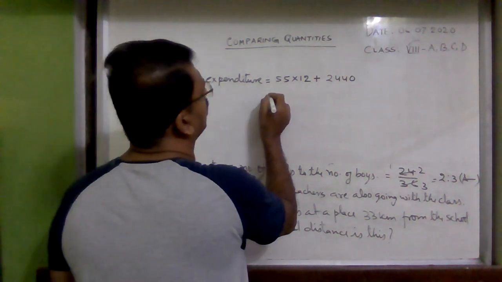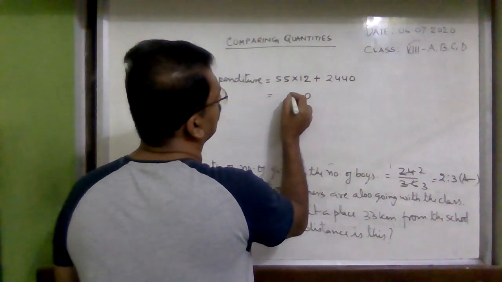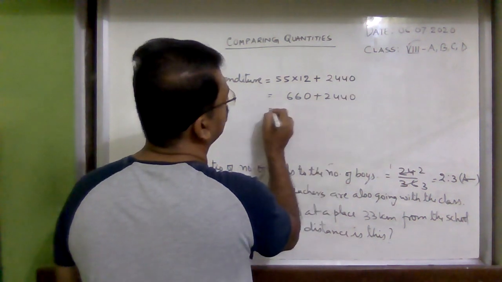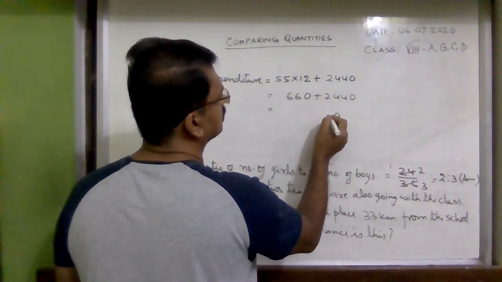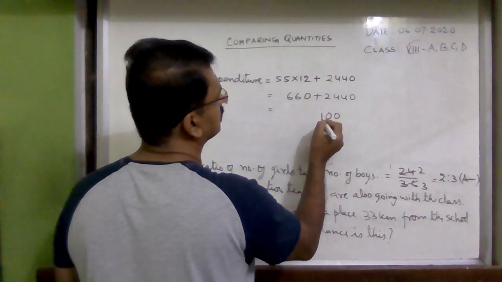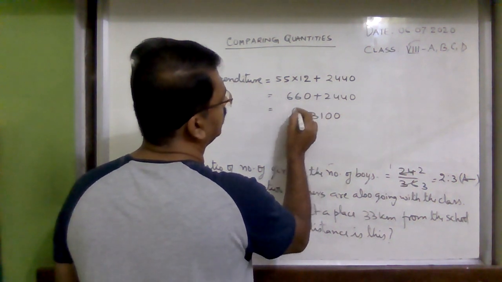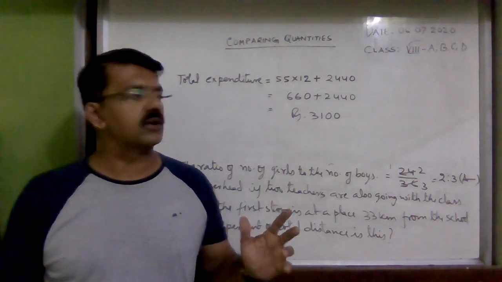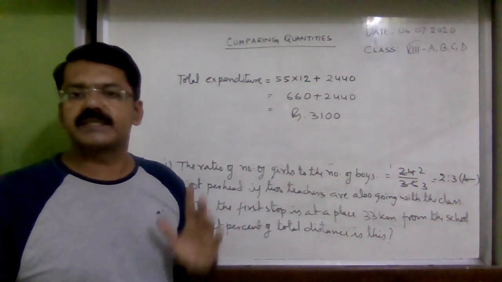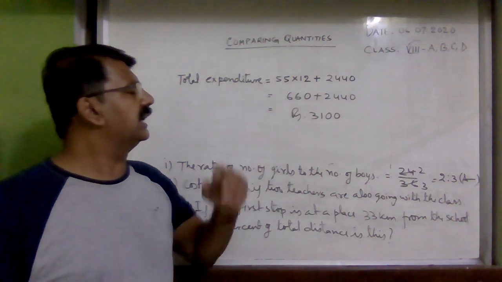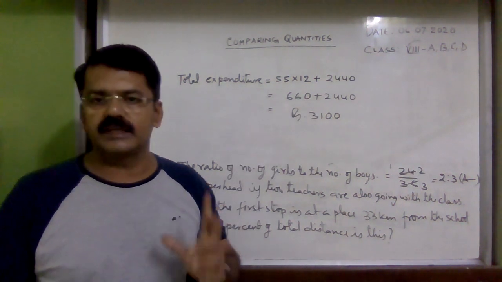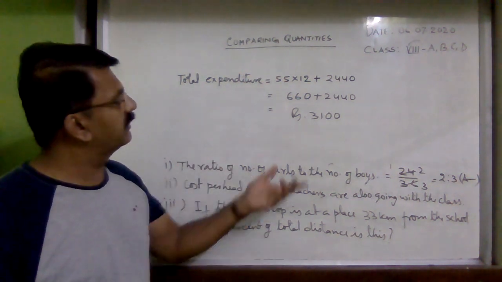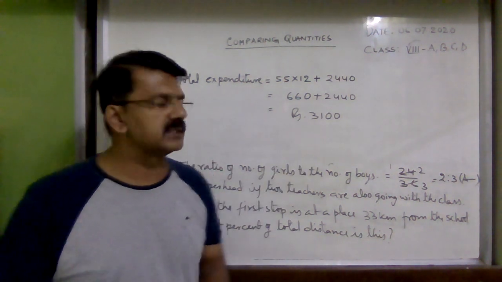Now first of all you multiply it: 660 plus 2440. When you add, rupees 3100. The total expenditure for the picnic was rupees 3100. Rupees 660 is the bus fare, and 2440 is the cost of the refreshment. So when we find the total, it is rupees 3100.